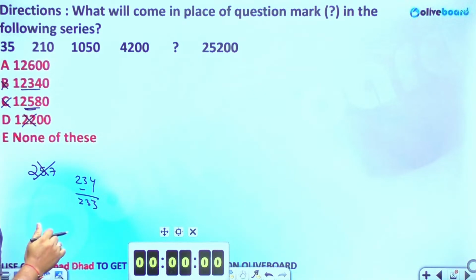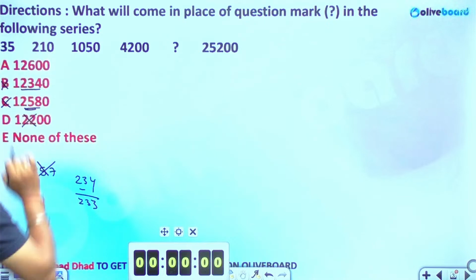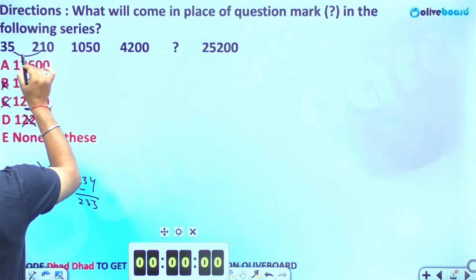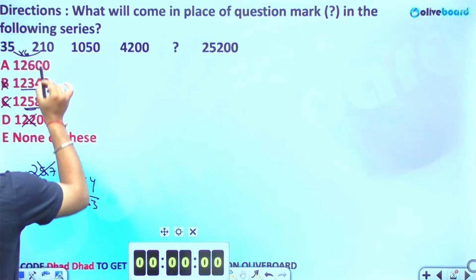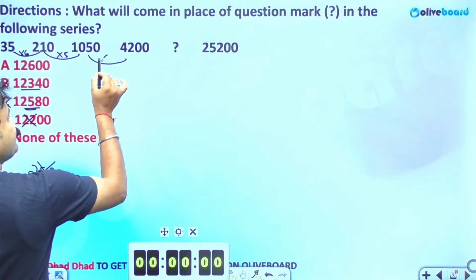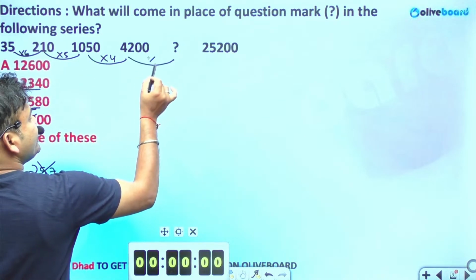Now see what about this? All the numbers are multiples of 35, isn't it? So this is 35 times 6. Clear? 35 times 6. 210 times 5 will be 1050. 1050 times 4 will be this. So the next multiplier will be 3.